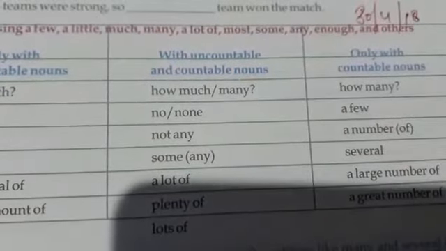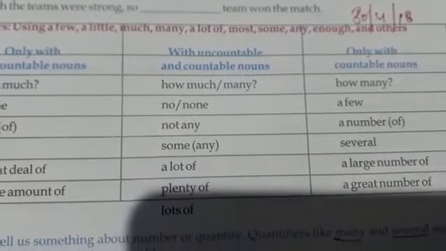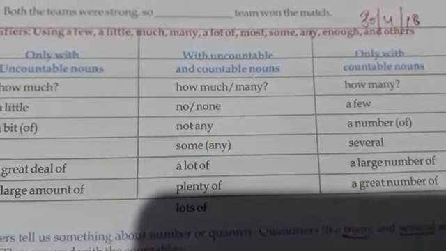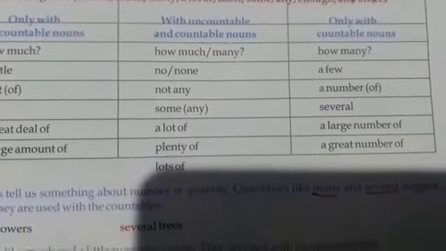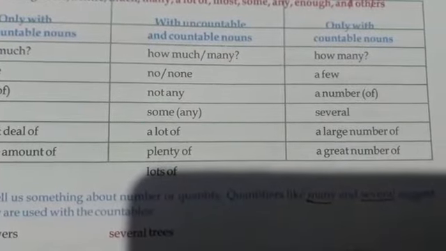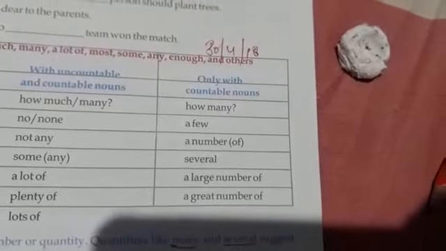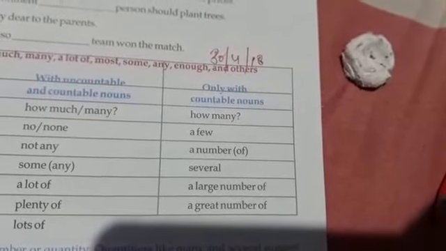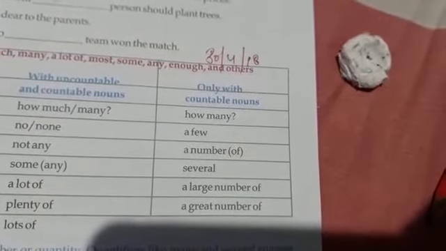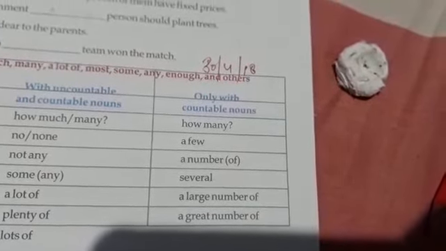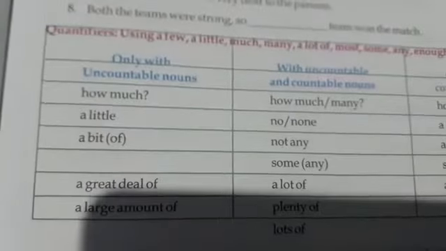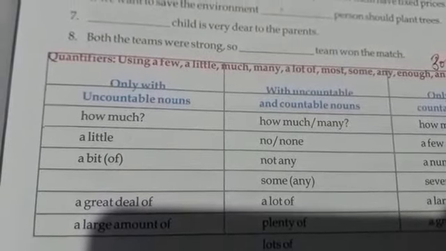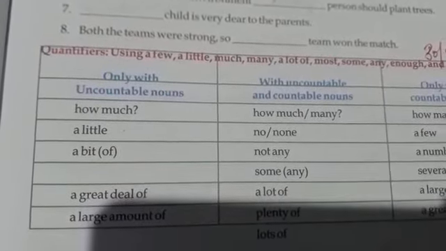How much, how many, no, none, not any, some or any, a lot of, plenty of, lots of. Some words are used with only countable nouns. They are how many, a few, a number of, several, a large number of, a great number of. With countable nouns. With uncountable nouns, we have to write a great deal of or a large amount of. Instead of number, we need to use amount.